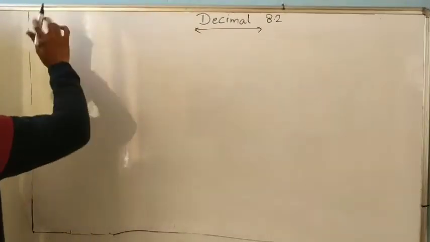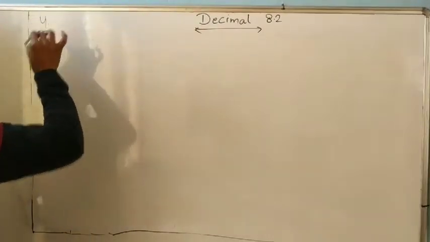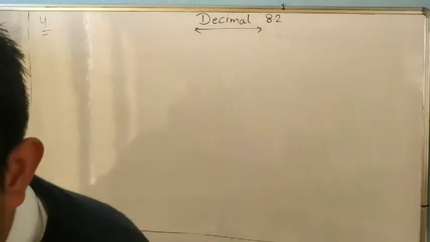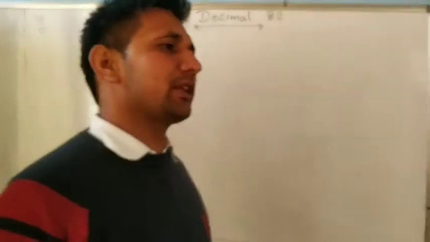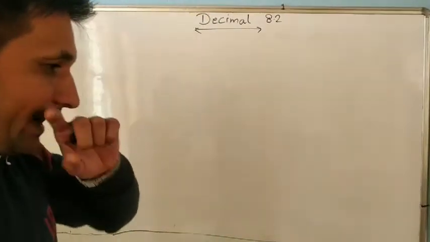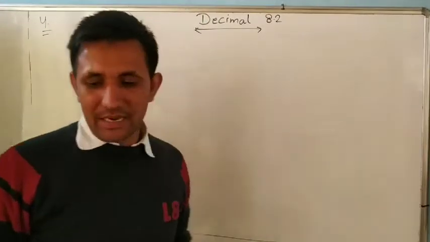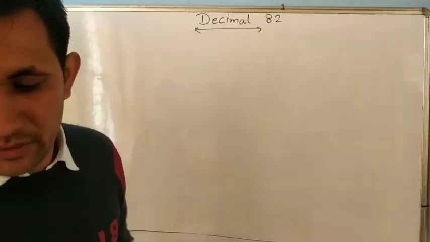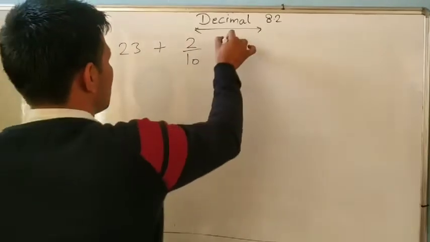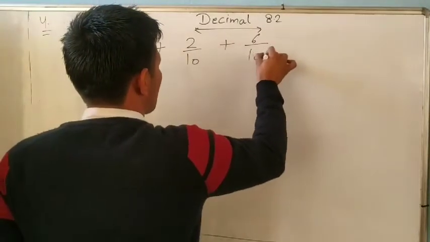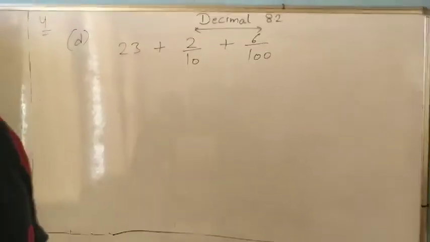Question number 4 is given. Write each of the following as a decimal. Same question as it is. As the question we are already writing. Second question, only one part I will explain here. D part. D part is 23 plus 2 upon 10 plus 6 upon 100. We have to write in decimal.